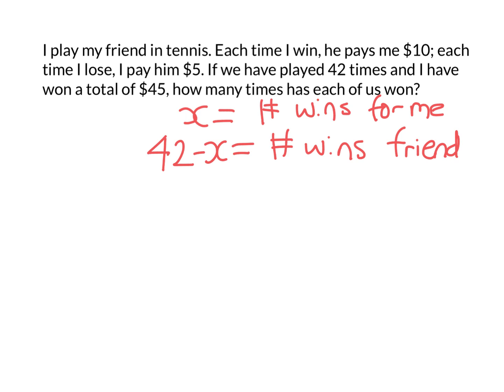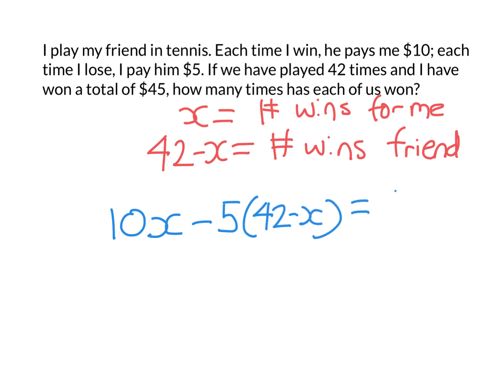So how much money do I get? Well, I get $10 for every time I win. But then you have to take away $5 for each loss, and the number of losses is 42 minus x. So that, I'm told, adds up to 45. So $10 per me winning, taking away $5 for me losing, gives me 45 in total. Once you've got this equation, the hard work's done.